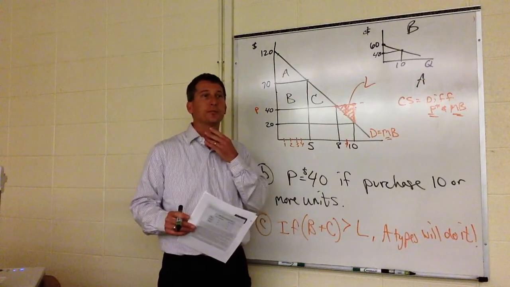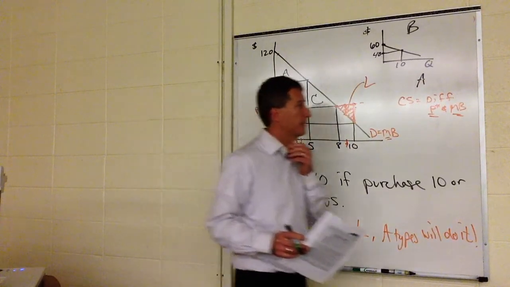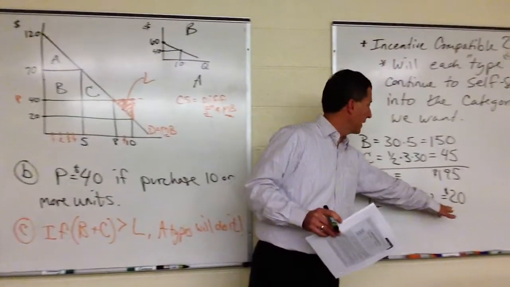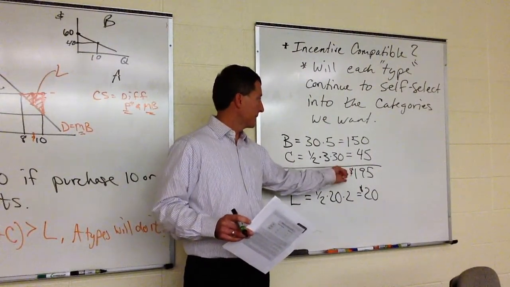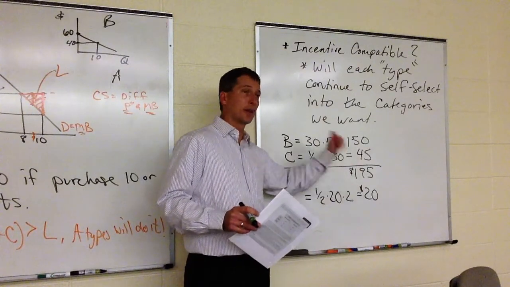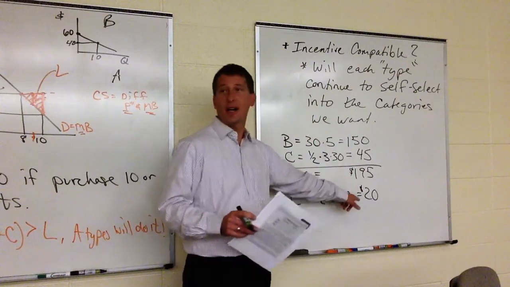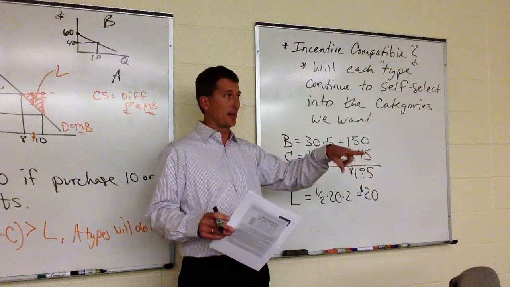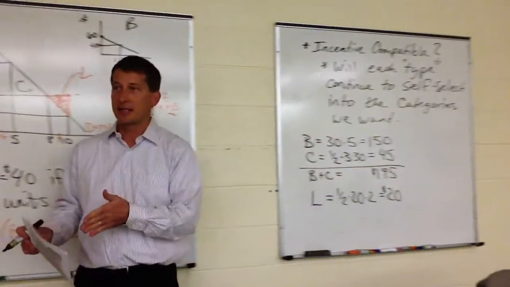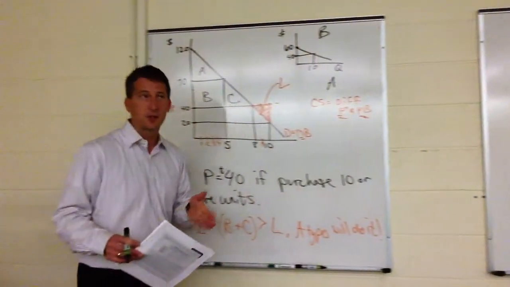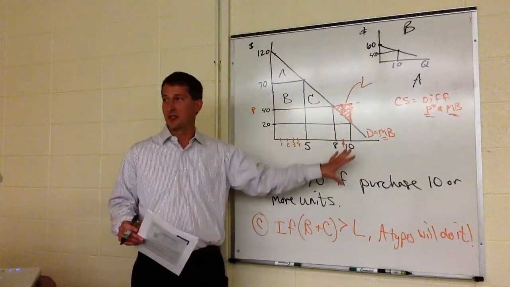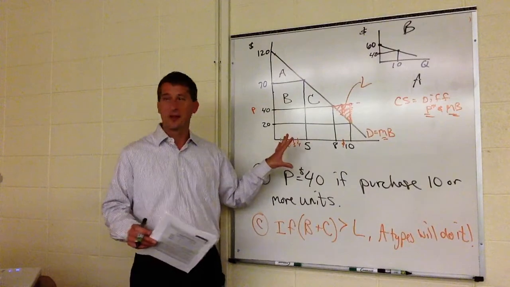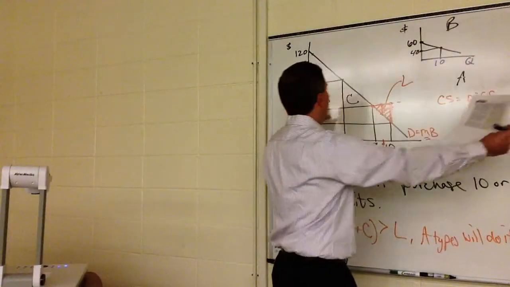So, we get 20 for 195. So basically the net gain for the consumers is 175, and Adam's gut was right that the A types are going to jump on that deal. So do we want to do this pricing scheme? Is this a good idea for the business to do? No. They're not successful at doing that.